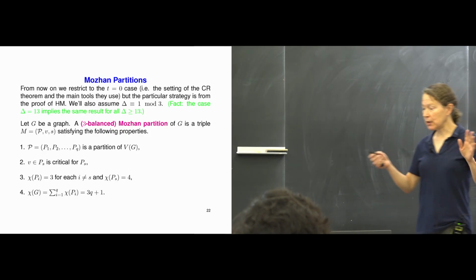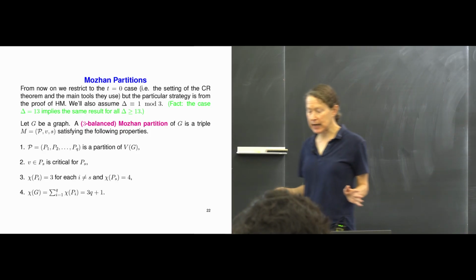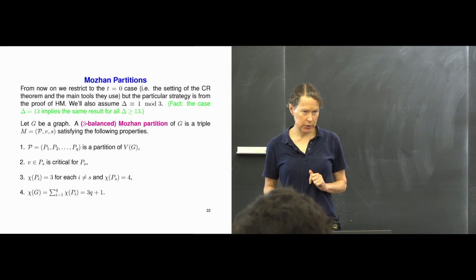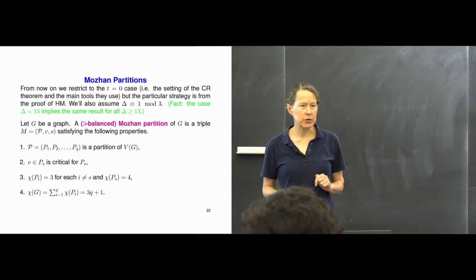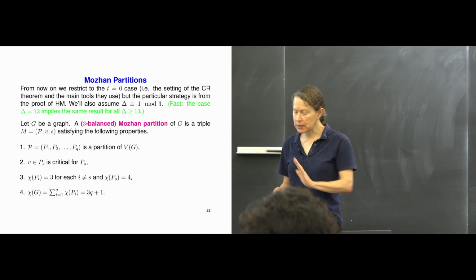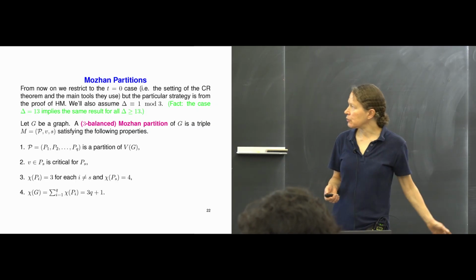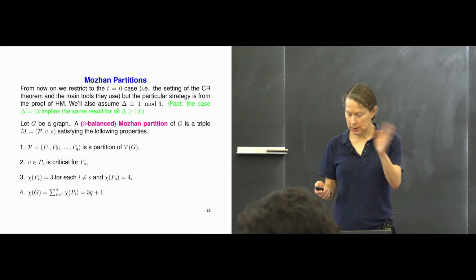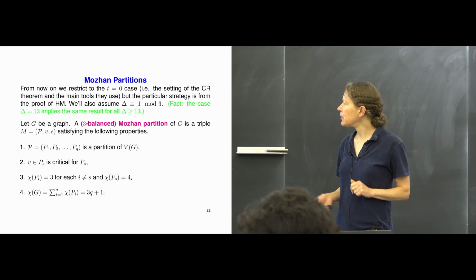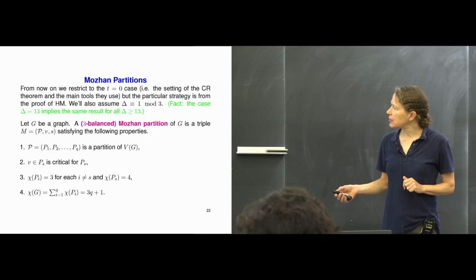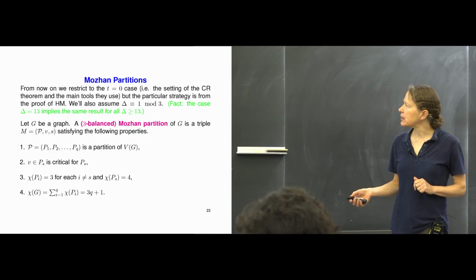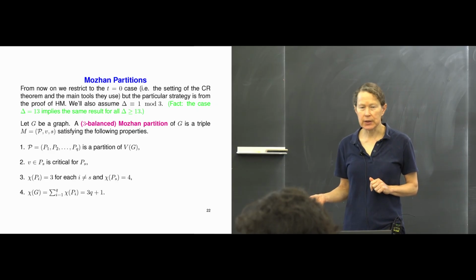So I have a graph. Its maximum degree is 10. You cannot color it with 9 colors. And we are going to learn that it has a large clique in it. That's how it's going to go. But this is the same argument for 13 and above and everything else. Okay. So, right, what is a special Mojan partition? There are some complicated looking things here. I will try to elucidate these things.